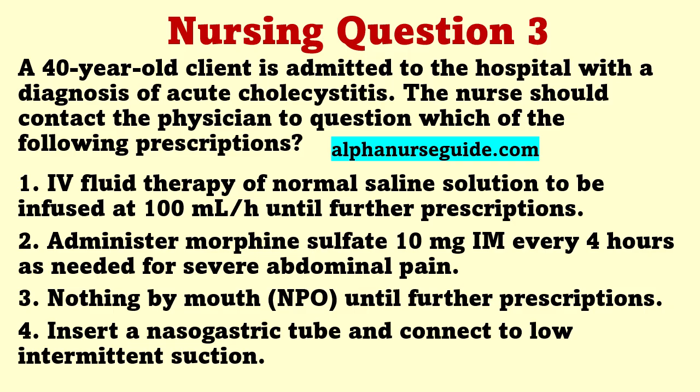The correct answer is 2. Administer morphine sulfate 10 mg IM every 4 hours as needed for severe abdominal pain. A nurse should question the prescription for morphine sulfate because it is believed to cause biliary spasm. Thus, the preferred opioid analgesic to treat cholecystitis is meperidine. Elderly clients should not be given meperidine because of the risk of acute confusion and seizures in this population. An alternative pain medication will be necessary. IV fluid therapy is used to maintain fluid and electrolyte balance that may result from NPO status and gastric suctioning. NPO status and gastric decompression prevent further gallbladder stimulation.